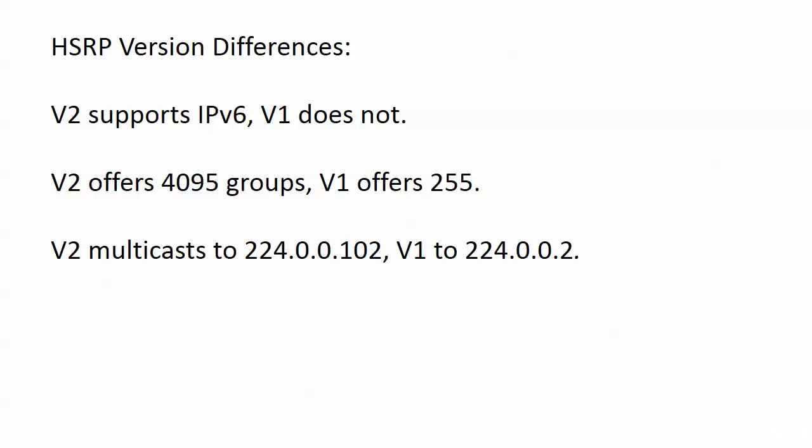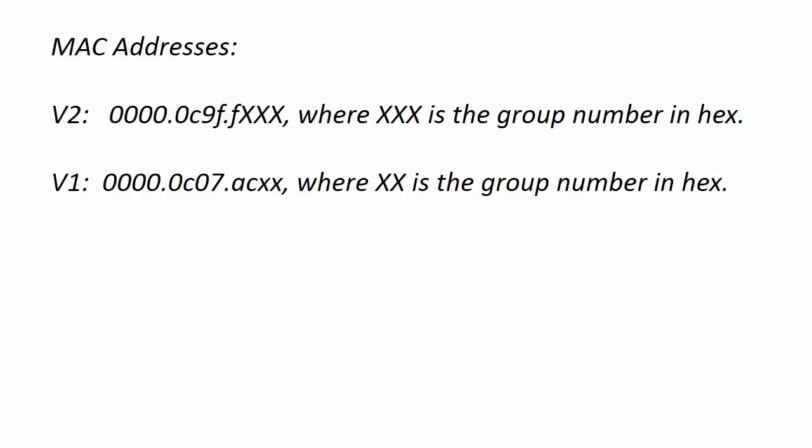Now, I want to draw a line here for you, though, between RIP and HSRP as far as the versions go. With RIP version 1, we know it broadcasts, where RIP version 2 multicasts to 224.0.0.9. Both versions of HSRP multicast, but they do use different addresses. Version 1 uses 224.0.0.2. Version 2 multicasts to 224.0.0.102. So it's got both version numbers in there if that helps you remember it.